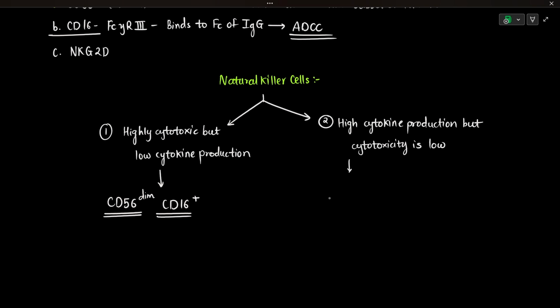On the contrary, the other type has higher expression of CD56, and that is why we refer to it as CD56 bright. And the CD16 could be present there, but it is very down regulated, in very low amounts. So we refer to it as CD16 minus, because there could be no expression of CD16, or it is down regulated, means it is so low that it is unrecognizable, it is negligible. So this has higher expression of CD56 and lower expression of CD16.